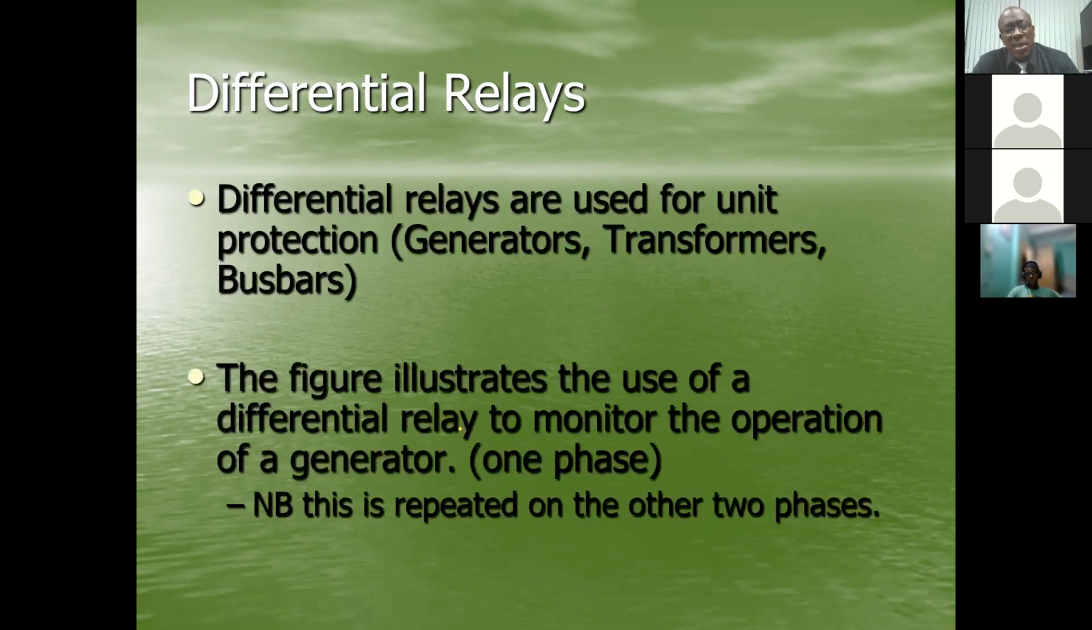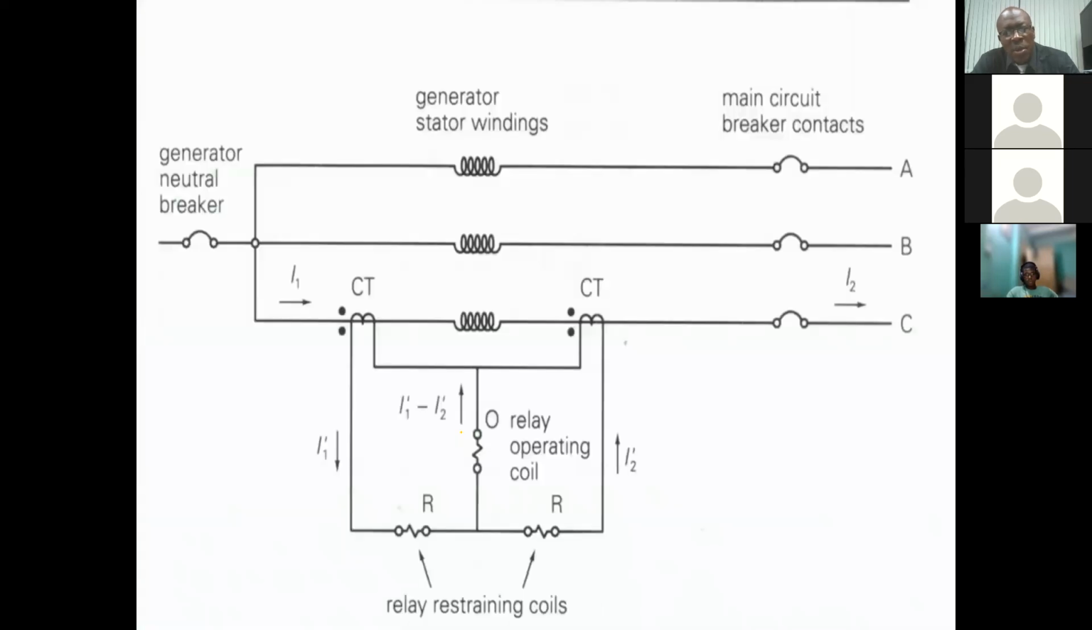Then we have differential relays, and we have spoken about this one. It looks at generators, transformers, bus bars. That's where we find most of the use. If we're looking at a generator, looking at one coil, we're just looking at what's flowing in and what's leaving. If the two are equal, we're fine. So that's the basic principle for your differential.